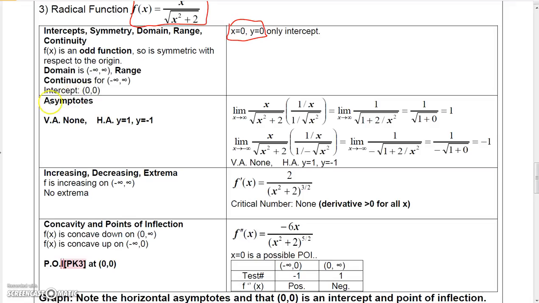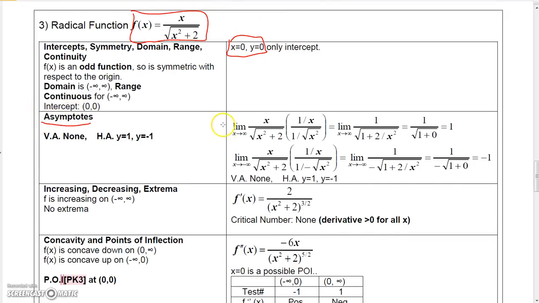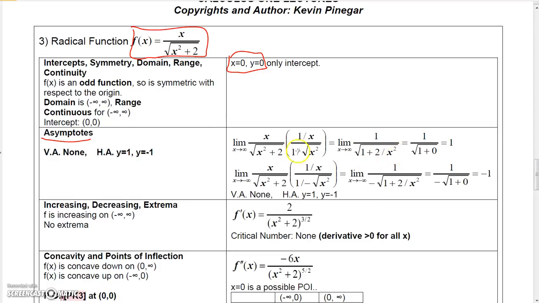Okay, as far as asymptotes, basically I had to do this one like this earlier. As x goes to infinity, you're going to divide by 1 over x, or multiply by 1 over x. But since as x goes to infinity we're dealing with positive numbers, we'll multiply this by 1 over the square root of x squared so that we can get that x squared into the radical. And then when we take the limit, the top's going to be 1 and the bottom's going to be the square root of 1 plus 2 over x squared. And as x goes to infinity, this term's going to go to 0. And so I'm just going to get 1 over the square root of 1, which is 1.